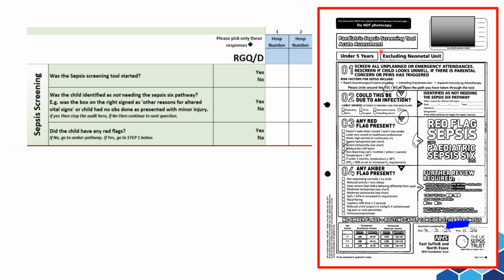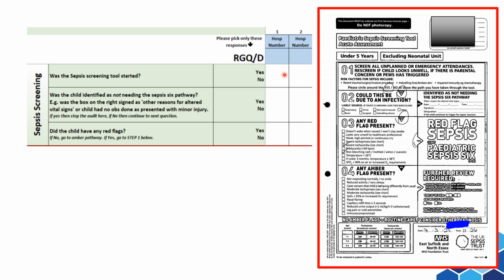So what you're really looking for here is just, is there anything written on the sepsis screening tool that would indicate they've actually done the sepsis screen? If there's nothing on there, then you write no, and you stop the audit there. If there is something written on, then you can document yes.